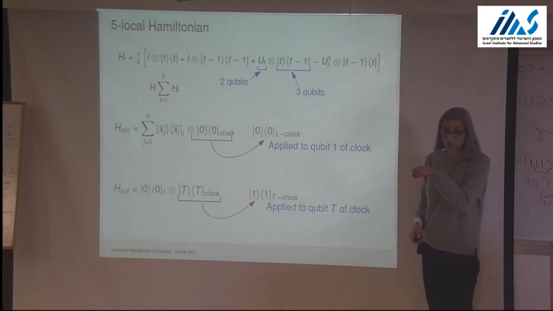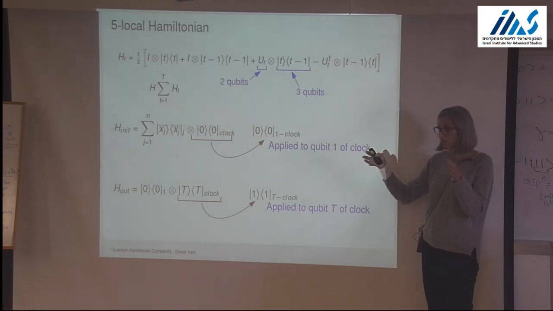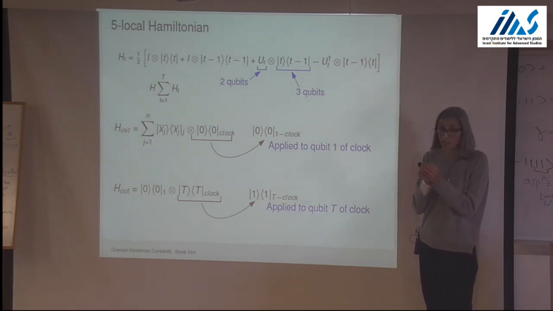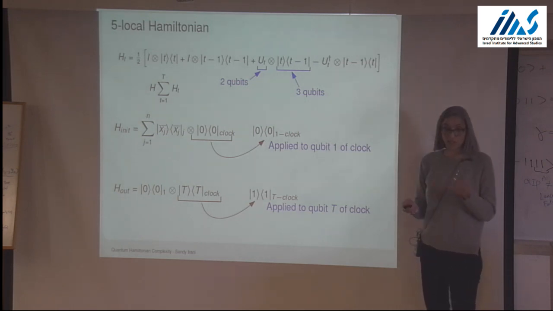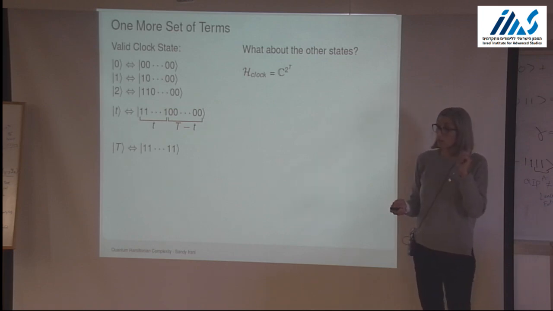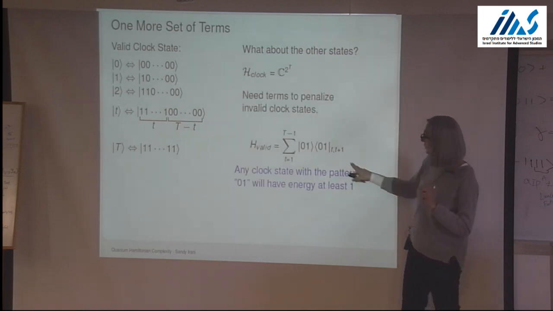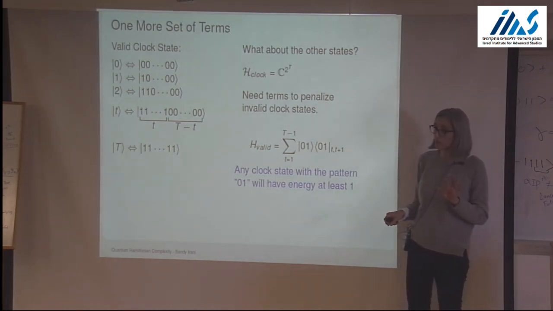So there's a problem. Notice that we've gone from a logarithmic number of qubits to a linear number of qubits. So the underlying Hilbert space has gone from polynomial size to exponential size, and I'm only using a tiny fraction of it for my clock. So what about the other clock states? I have to add a term that invalidates them. It's easy, because the invalid clock states have somewhere in them a 0 before a 1. So I can have a little term that says, if anywhere you have a 0 before a 1, charge that state with an energy penalty.